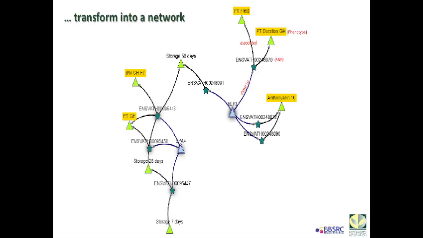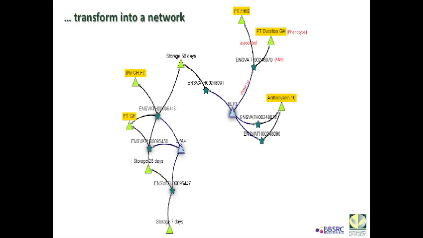So for example, with storage, 56 days, with flowering time field, flowering time duration greenhouse, and anthocyanin 16. So they are GWAS experiments. So, okay, here we looked at one gene.